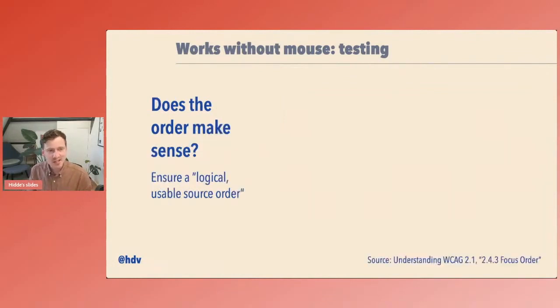The other question to ask there is, does the order make sense? So do you have what the specification calls a logical, usable source order? So when you're pressing your tab key, are you not sent to the bottom of the page and then to the top and then to the middle and kind of going all over the place? Which is something that sometimes happens when you have a modal overlay and that's rendered kind of at the bottom of your DOM. And then suddenly you could have a weird source order.